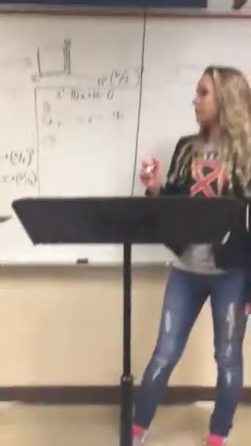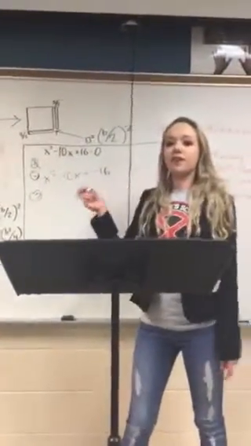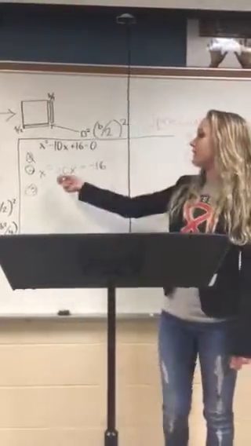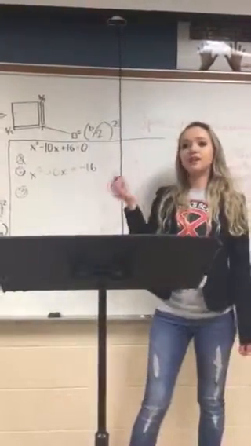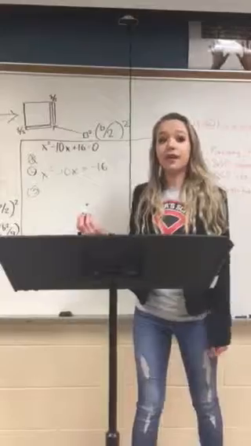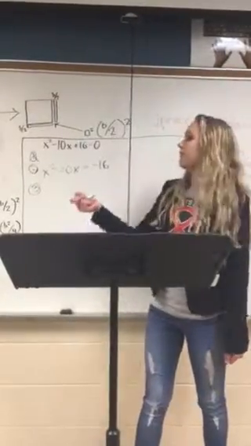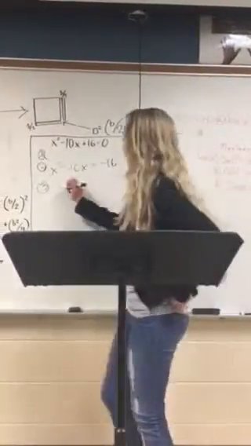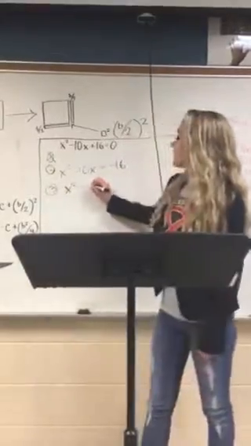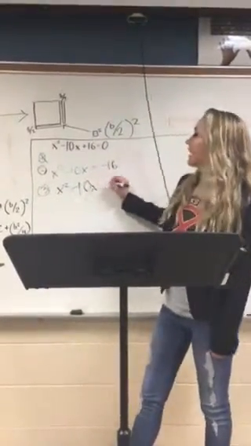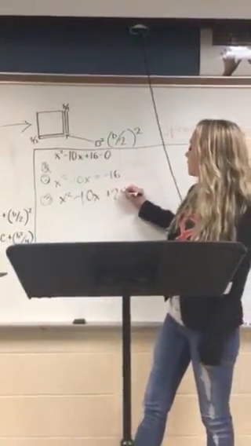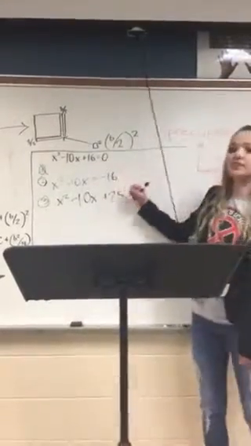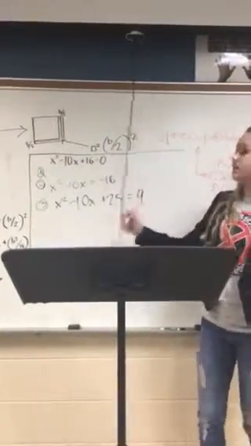For step 3, we need to divide b by 2 and square it. In this case, b is negative 10. Negative 10 divided by 2 is negative 5, and negative 5 squared is 25, so we will be adding 25 to both sides. This gives us x squared minus 10x plus 25 equals negative 16 plus 25, which is 9.